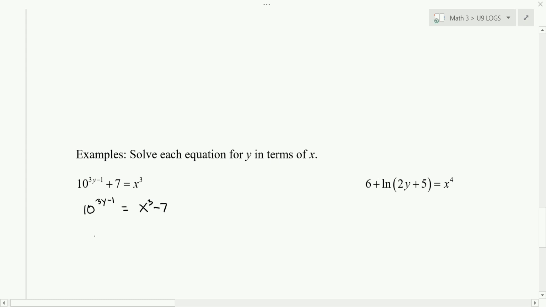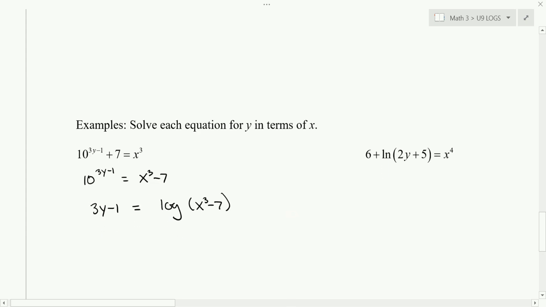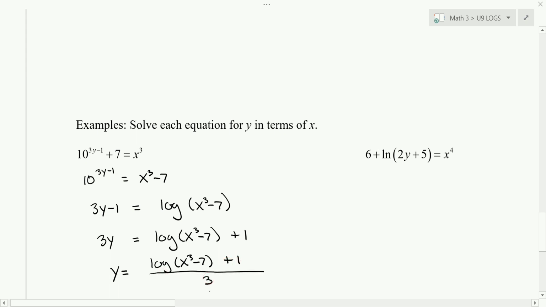Change it to log form and you get 3y minus 1 is equal to log base 10. We don't have to write the base 10 of x cubed minus 7. Now we're taking the log of that whole piece, so it's important that you put that whole piece in parentheses. And then we want y by itself, so we add 1 and divide by 3. So I'm going to add 1 first. And then divide by 3. And that's what your answer looks like.